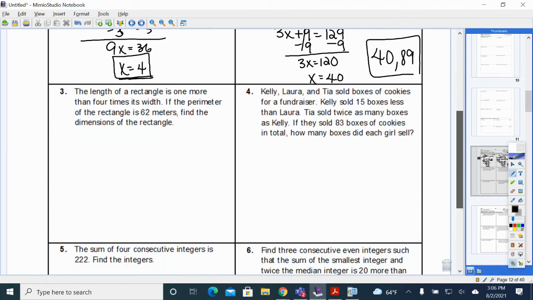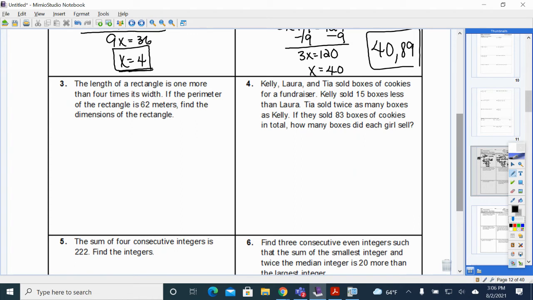All right, let's look at example number 3. The length of a rectangle is 1 more than 4 times its width. If the perimeter of the rectangle is 62 meters, find the dimensions of the rectangle. So you know what a rectangle looks like. It says the length of a rectangle is 1 more than 4 times its width.